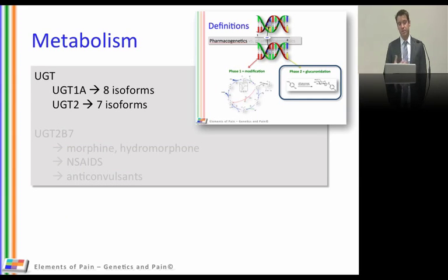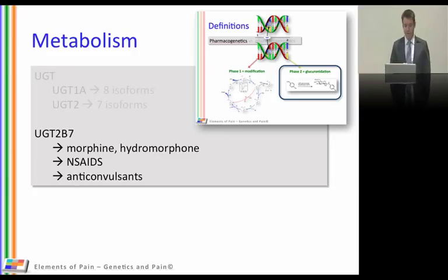Moving on to phase 2 metabolism, so the glucuronidation and the UGT system, of which there's UGT 1A and 2, of which there are 8 and 7 isoforms. So there in itself, you've got a whole host of SNPs in the second part of the metabolism that could interfere with drugs and the effects of drugs. And UGT2B7 is associated with the metabolism of morphine, hydromorphone, even some anti-inflammatories and anticonvulsants, and we don't know a lot about this yet. So again, growing, expanding, and this is probably why so many of the medications have such a variation in responses between our patients.